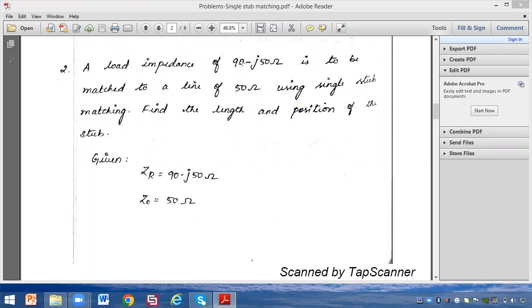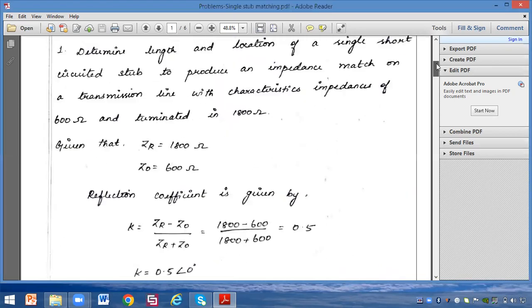So your ZR, which is 90 minus j50 ohm, is to be matched to a line of 50 ohm, that is your characteristic impedance, using single stub matching. What we have to find is the length of the stub as well as the position of the stub, that means the location of the stub. Already we know the formula for the length and position of the stub.